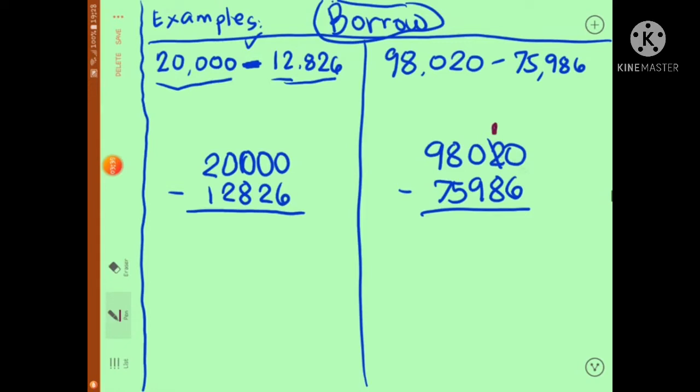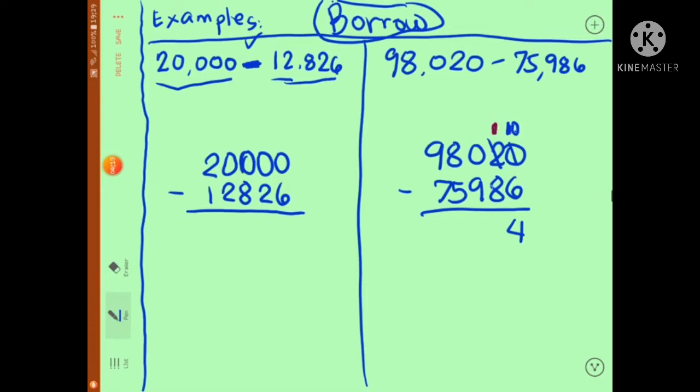What will happen to 0? 0 will be added by 10. So what is 0 plus 10? This is now 10. Did you understand now? So this one is 10 now, and this is 1. So what is 10 minus 6? 10 minus 6 is 4.